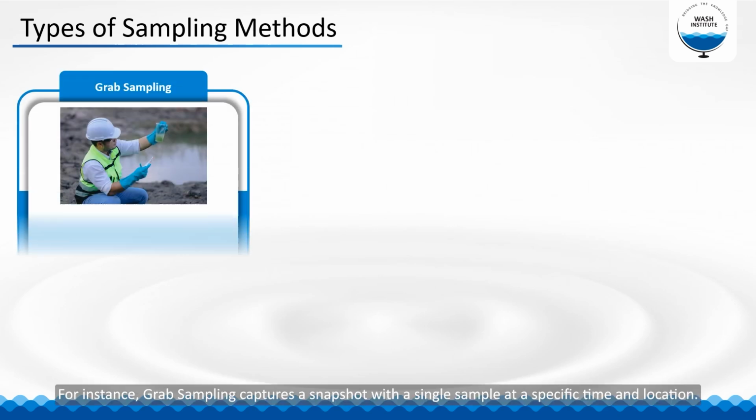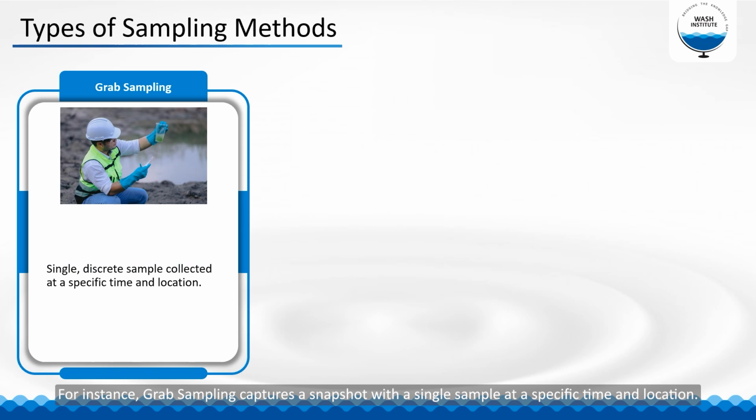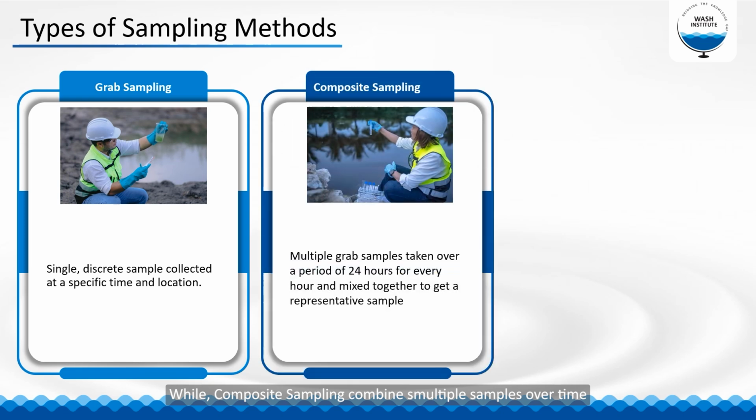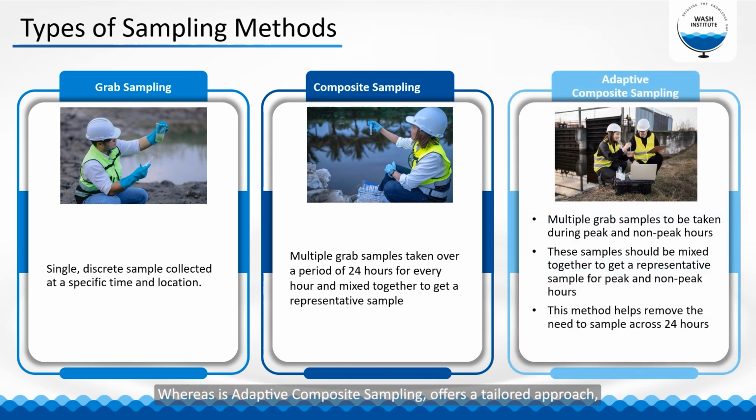For instance, grab sampling captures a snapshot with a single sample at a specified time and location, while composite sampling combines multiple samples over time to assess average conditions and monitor trends. Adaptive composite sampling offers a tailored approach where hourly samples are collected during morning and evening peak hours and similarly during non-peak hours. They are mixed together respectively to get a representative sample. This method removes the need for sampling across all 24 hours of the day. One can choose whichever method is more relevant and practical to the use case.